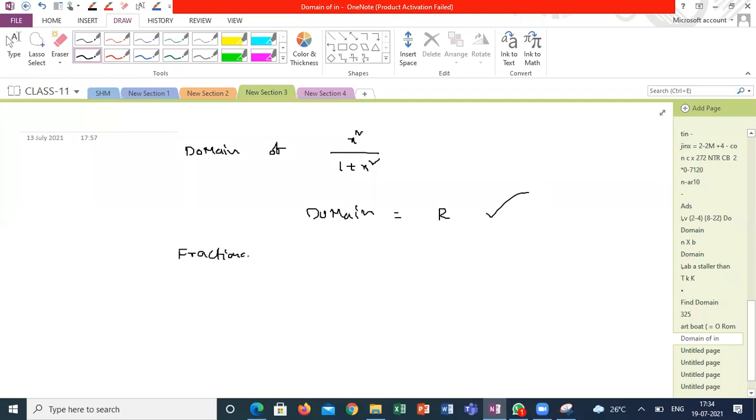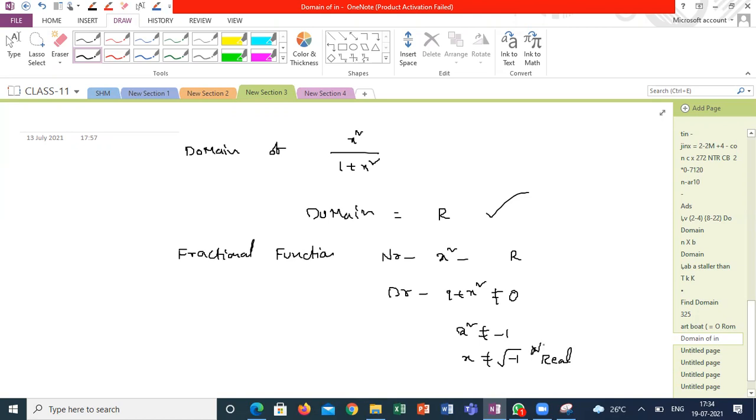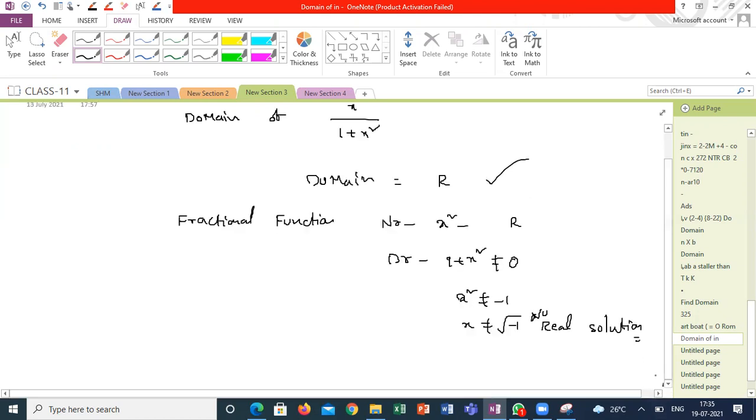Given function is a fractional function. Numerator is x square, its domain is R. Denominator is 1 plus x square, should not be equal to 0. So x square can't be equal to minus 1. So x is not equal to root of minus 1, which is not a real number. No real solution, correct? So any real number square will always give positive. That is also one method.